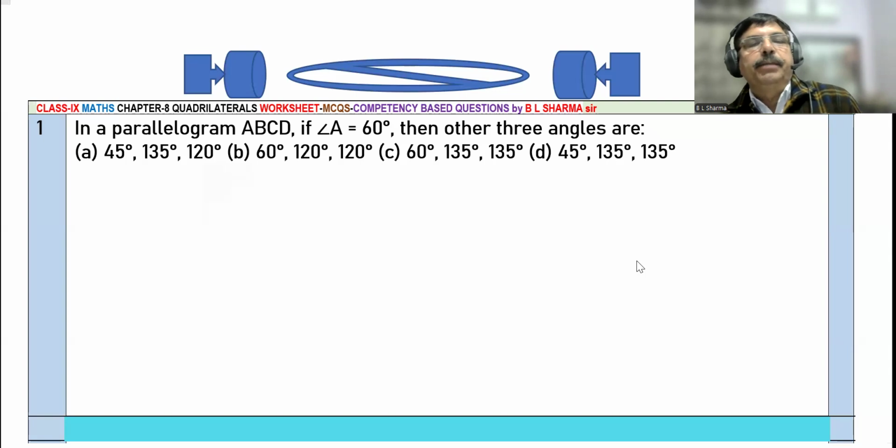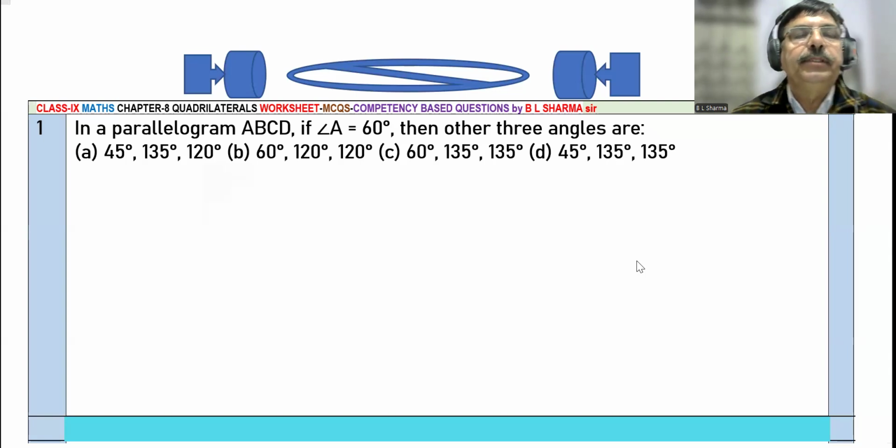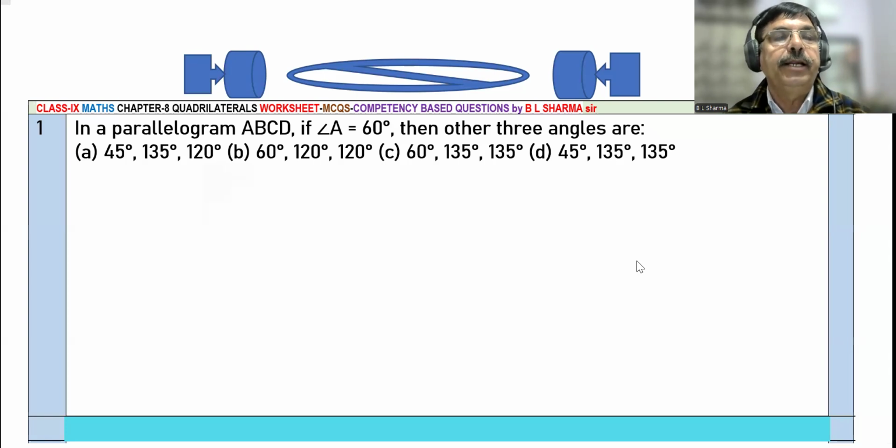Hello students, मैं BL Sharma, Maths discussing multiple choice questions of class 9th mathematics from the chapter 8 quadrilaterals. And this is part 1. There will be so many parts here, means 50, 60, maybe 80 multiple choice questions.